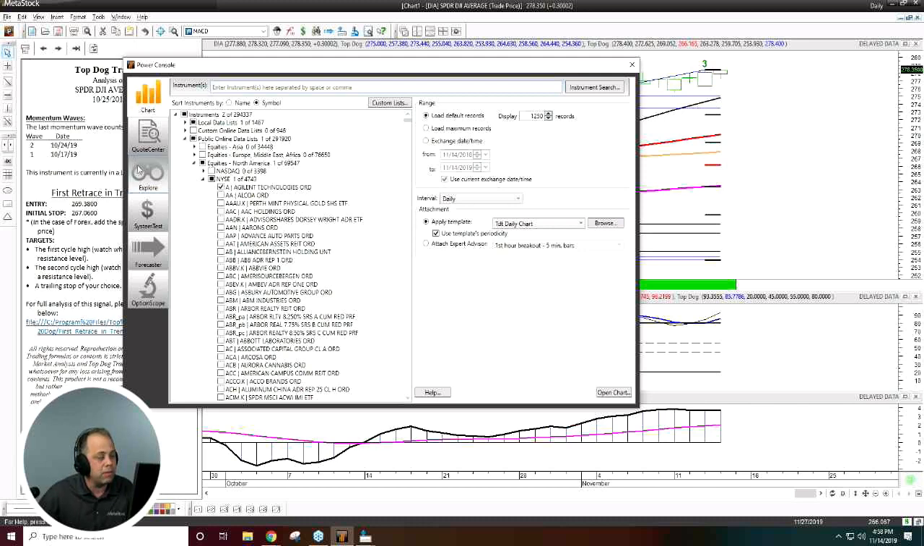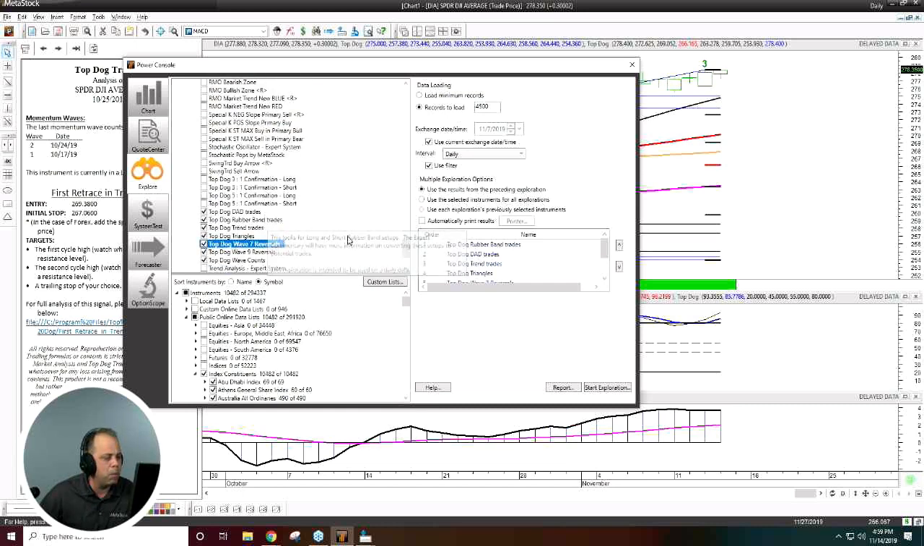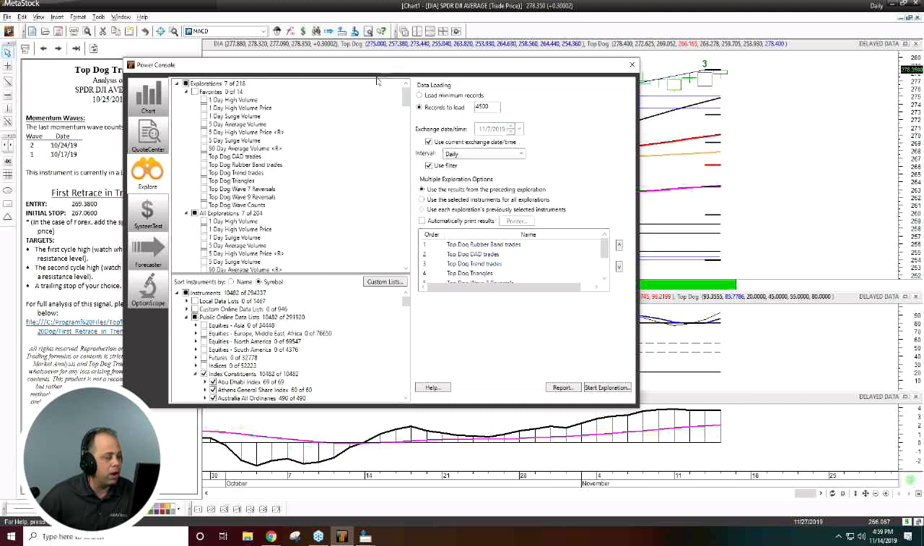If I go down to the scanner here, or what we call an Explorer in MetaStock, I'm going to point out that there's quite a number of these Top Dog scans that you can run. I've actually added them to my favorites here. You can look for a DAD trade. You can look for that rubber band trade that Barry was talking a little bit about. You can look for trend trades. You can look for triangle trades. You can look for reversal trades in the 7 and 9. So you could, in fact, run all of them if you want to.